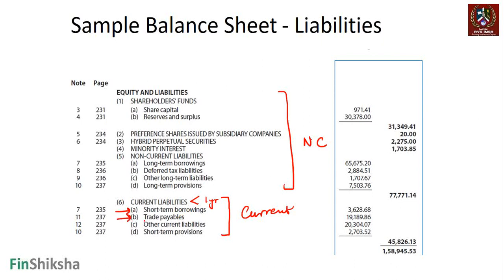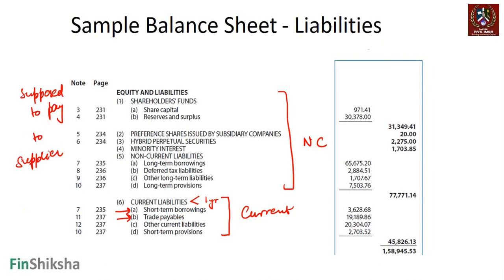Trade payables are what I am supposed to pay to my vendors, right? What I am supposed to pay to suppliers or vendors. I've received the supply, but I'm yet to pay the money for that, and that's all going to be payables because this will be paid in the short term, right?